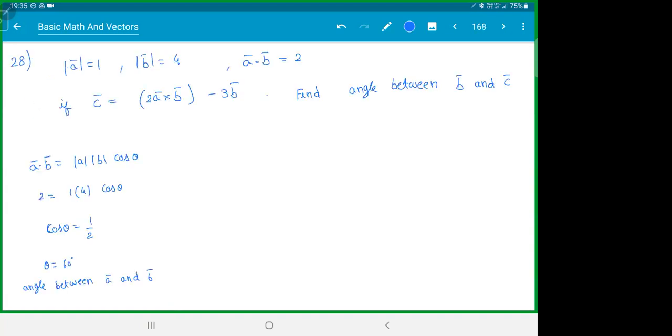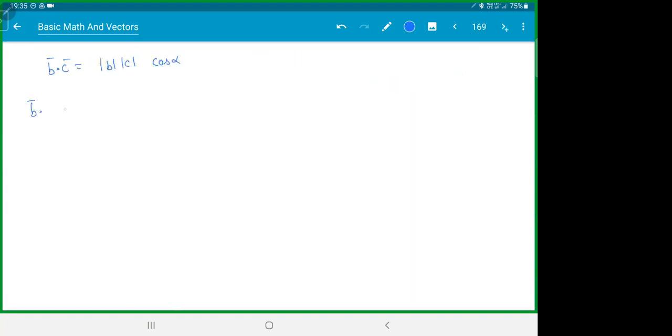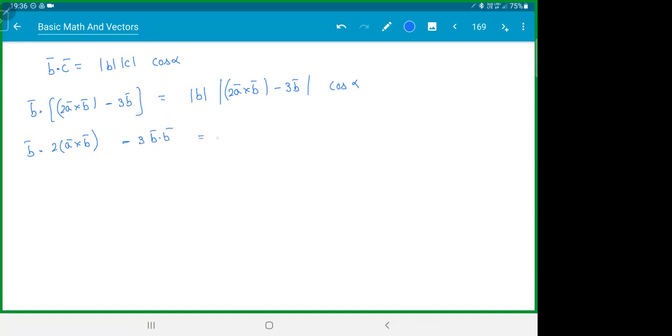So B bar dot 2A cross B minus 3B is equal to mod B mod of 2A cross B minus 3B cos alpha. Cross product here. So B bar dot 2A cross B minus 3 B bar dot B bar. Mod B is given, which is 4.